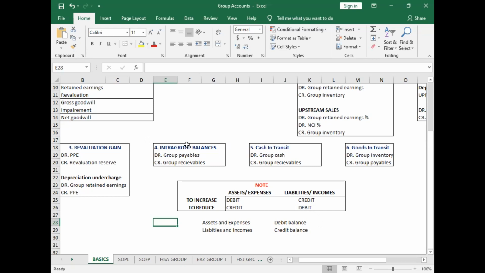For example, here in the intergroup balances, we always less payables and we less receivables. Payables are liabilities, and they have a credit balance. So if we debit, it means we are reducing them. To reduce a liability, you debit. While receivables are an asset. When you say you are crediting an asset, it means you are reducing the asset. I'll check the chart.